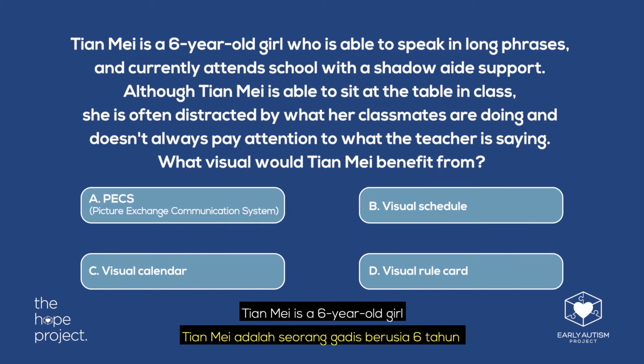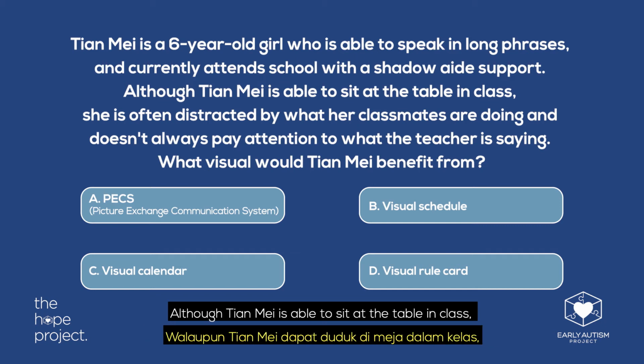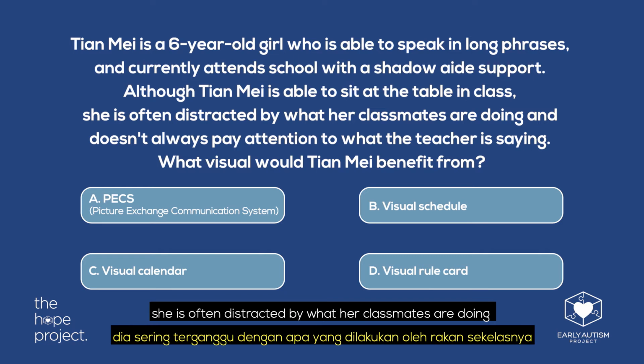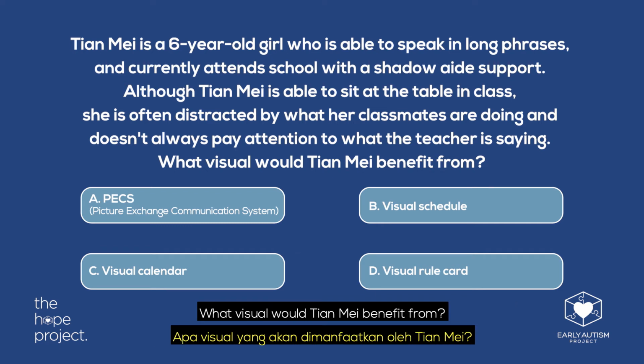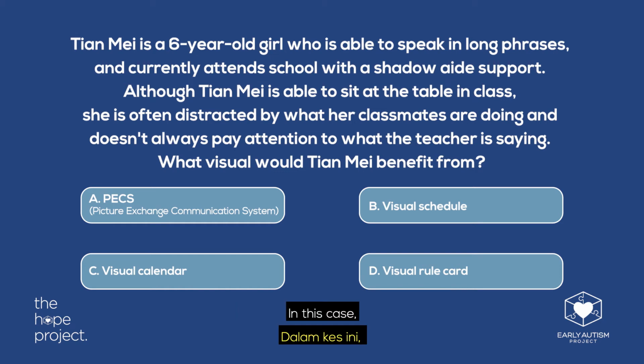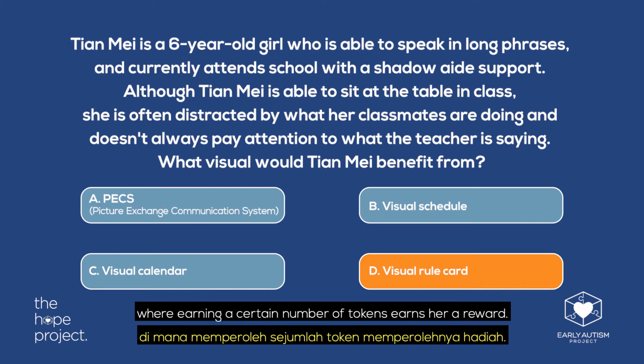Tianmei is a 6-year-old girl who is able to speak in long phrases and currently attends school with a shadow aid support. Although Tianmei is able to sit at the table in class, she is often distracted by what her classmates are doing and doesn't always pay attention to what the teacher is saying. What visual would Tianmei benefit from? In this case, D, visual rule card, is most appropriate with rules such as look at teacher, and can be linked with a token board where earning a certain number of tokens earns her a reward.